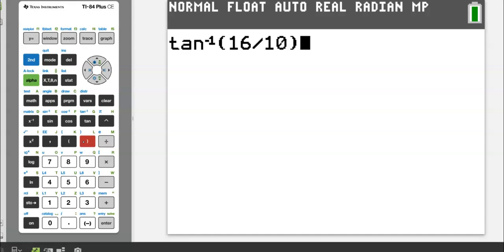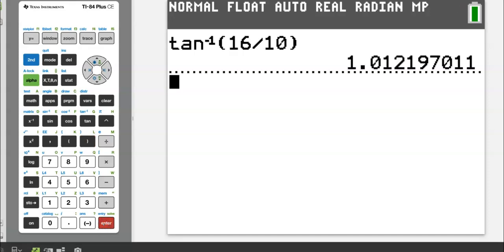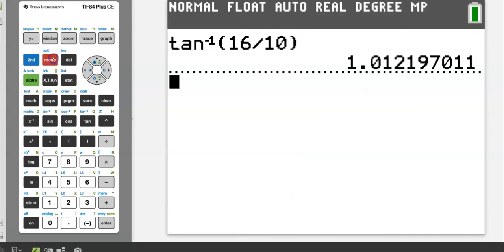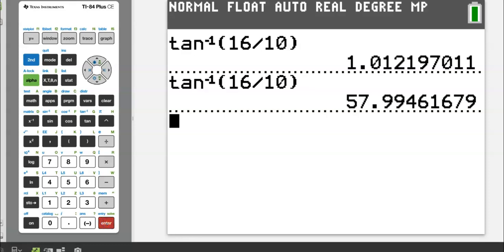If you don't close the parentheses, my fear is that it would do tangent inverse of 16, find that, and then divide by 10, and that's not what you want. Okay? Questions so far? Press enter. Does yours match mine? Why not? Mine's in radians. So notice in the new calculators, you see radian at the top. I didn't put mine in degrees, so I'm going to go back and put mine in degrees. And then if you want to do what you just did one more time, you can go second enter, and enter. Now that's appropriate.